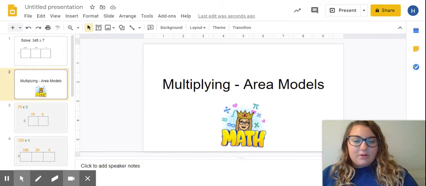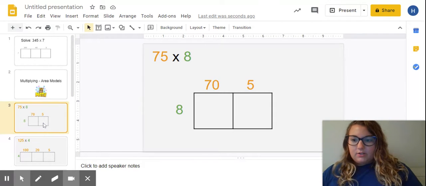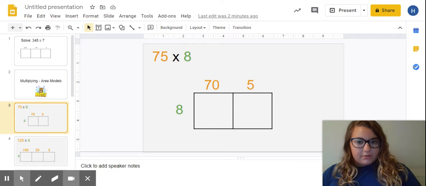Hi class, so today we are going to continue talking about using area models for multiplication. So today we are going to take a minute to review what we discussed yesterday with our area models. So here I have 75 times 8. So as you can see, I have already set up my area model.